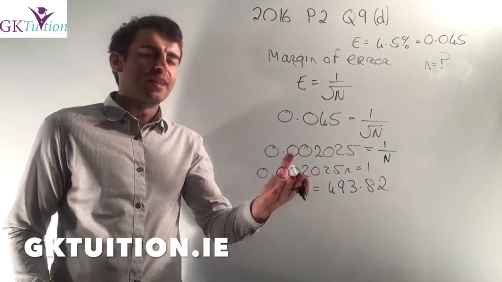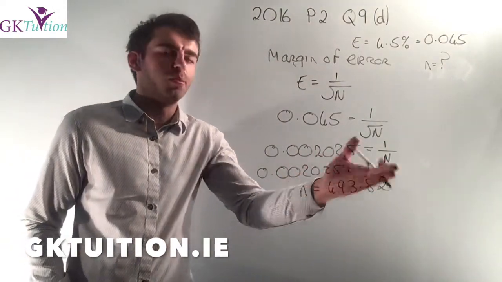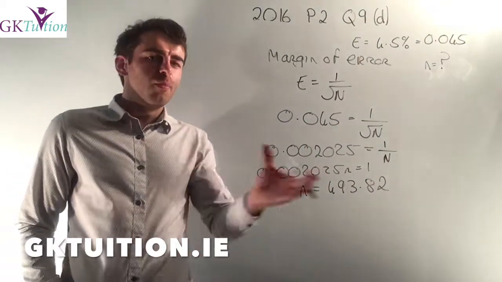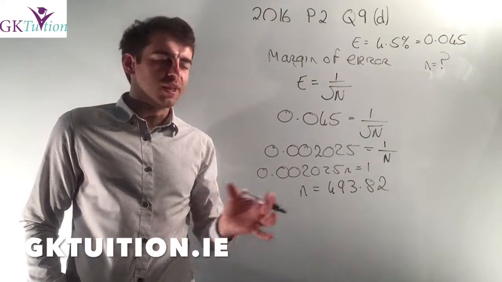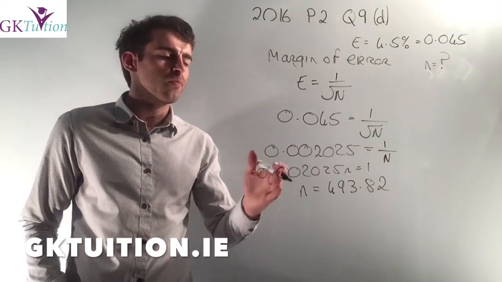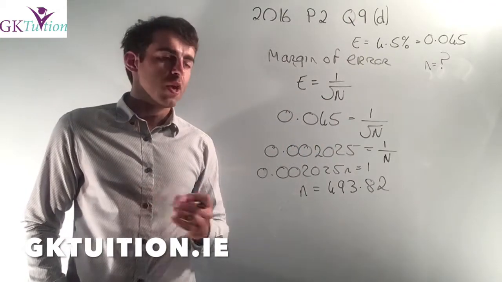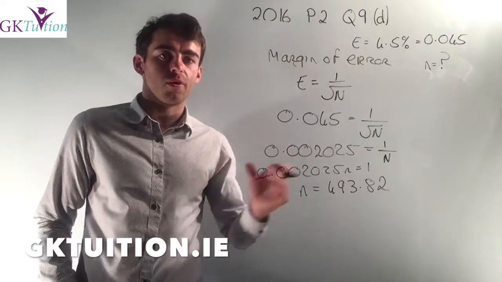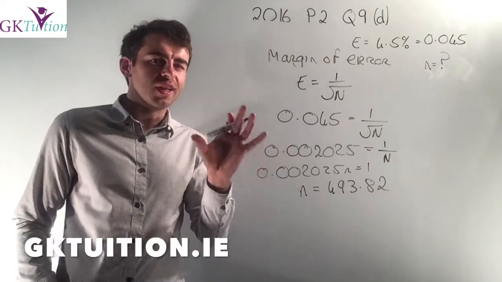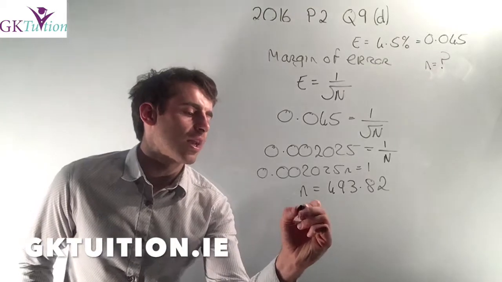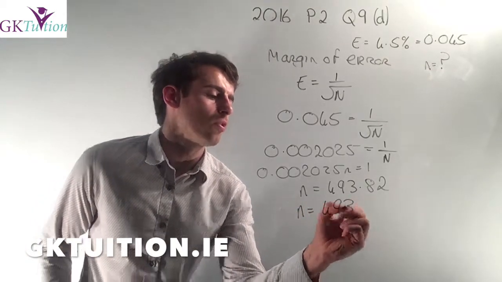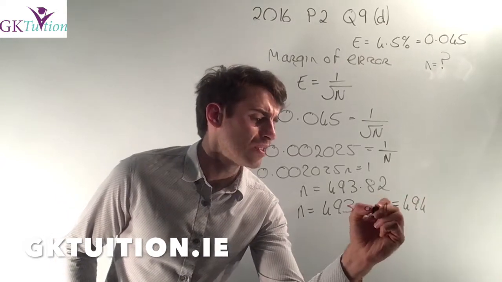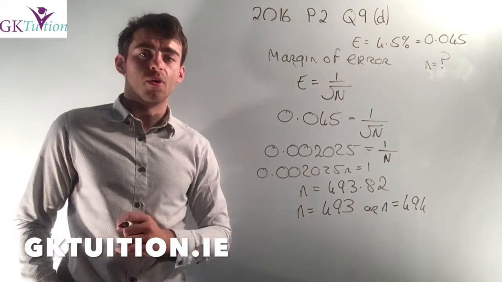Now, clearly they didn't interview 493.82 farmers. Clearly this answer has to be a whole number. But unfortunately, there's a bit of ambiguity in the question, and it's not entirely clear whether you should round up or round down. So in the marking scheme that year, they actually accepted 493 or 494. Because there's a little bit of ambiguity there, they accepted either one. So you can say 493, or you can say 494. It doesn't actually matter which one you said, but you just round to a whole number.